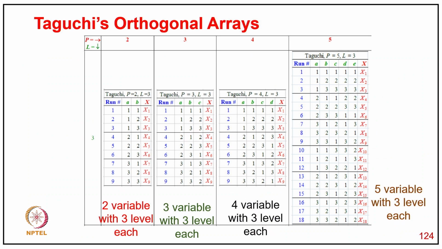And similarly for 2 variables with 3 levels, so here all have 3 levels, and you can see how the array is formulated with p equal to 2, 3, 4, 5, with typically 3 levels.